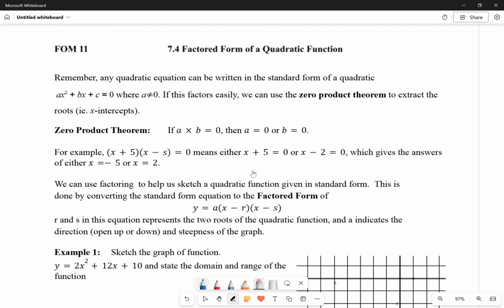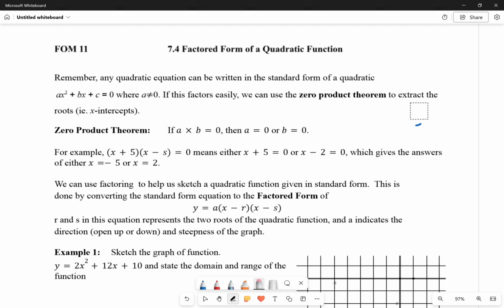So the only way you could possibly get 0, let's say I have, let's just make up a number, 93 times blank. I don't know what this blank is, but I do know my answer is 0. If you try this, you'll realize that the only number that could cause this is 0. The only way to get a 0 is to multiply by 0.